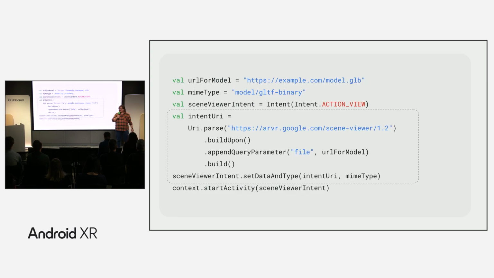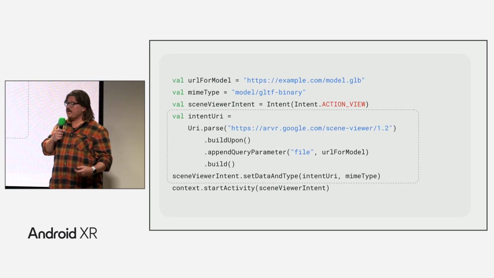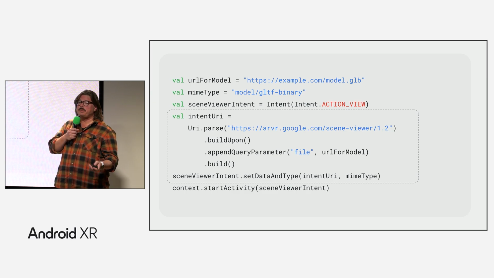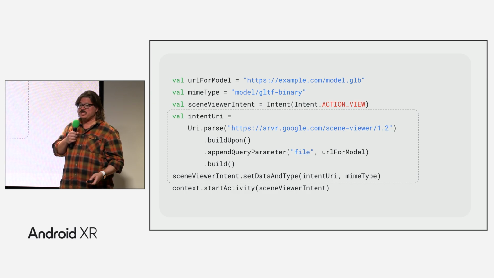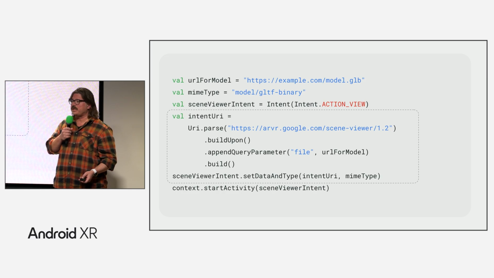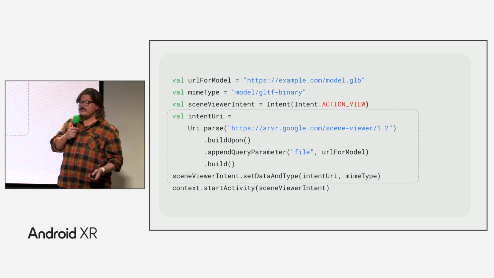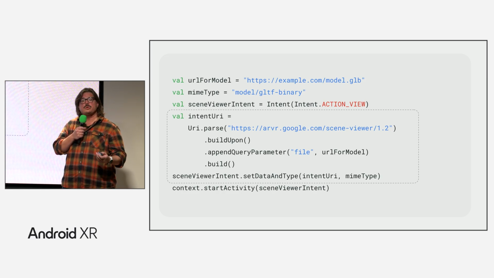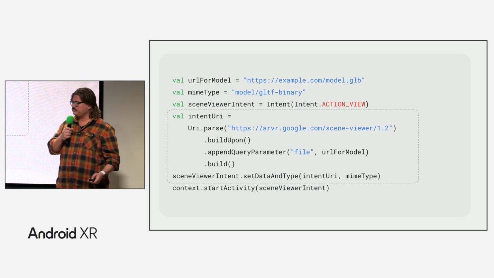Thanks, Devon. Let's say you have a GLTF ready to use on your server, and you want to show it to your user. A simple way you can enable users to view the 3D object in Android XR is by using Scene Viewer. You can do so by creating an explicit intent, the same way you've done since the first versions of Android. This will allow the user to view the object and freely move and resize it in their surroundings.